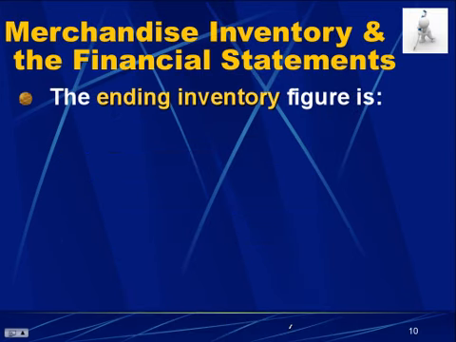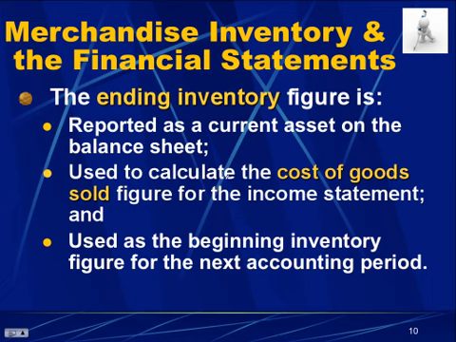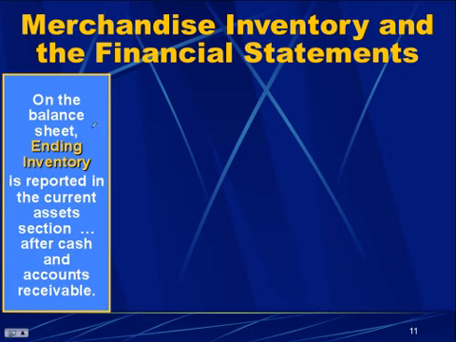Okay, so let's look at the financial statements. The ending inventory is reported as a current asset on the balance sheet. We talked about that already. However, it is used to calculate the cost of goods sold. And the ending inventory, again, is used as the beginning inventory. So let's say December 31st, you had $700 worth of inventory. Well, guess what? January 1st, you still have $700 worth of inventory. So here's your ending inventory, becomes your beginning inventory. That makes sense, right? Well, let's look at the balance sheet, okay?